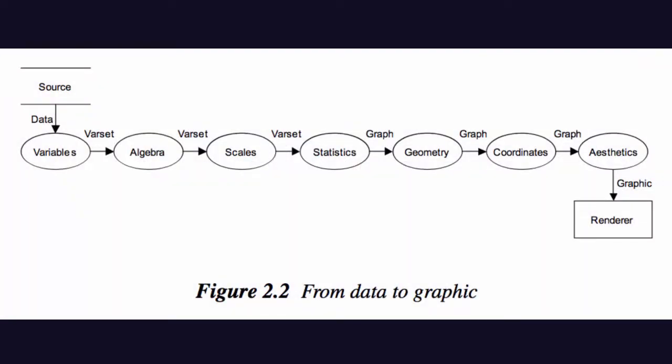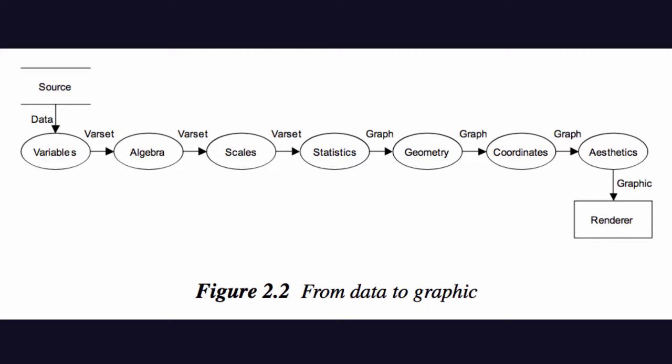Now here's a slightly more elaborate process, and this is the approach that Wilkinson suggests, which takes quite a few steps before choosing the particular pie shape. So let's review those steps. First we have a data source, and from that we take variables, and we convert the variables into what Wilkinson calls a variable set, or a var set. And we perform algebra on that, then we perform scales on that. Each of the ovals is a process. Perform statistics on that, perform geometry on that.